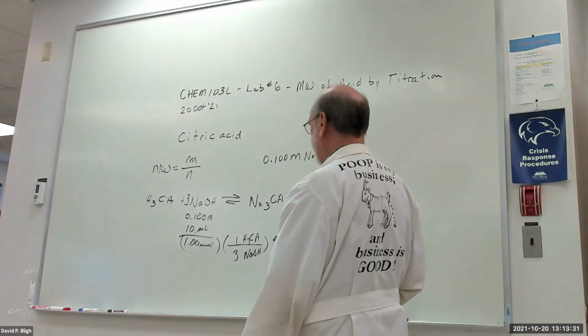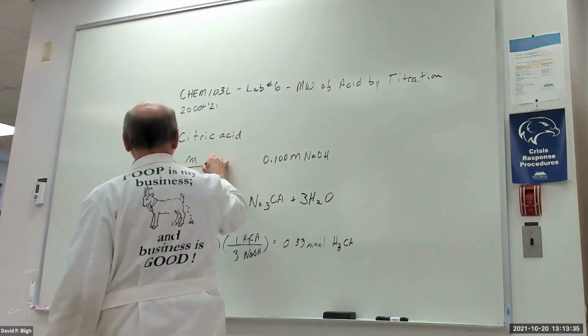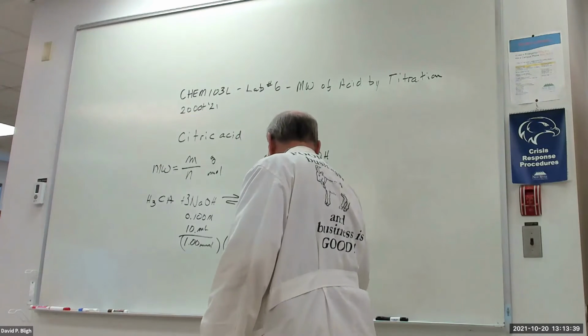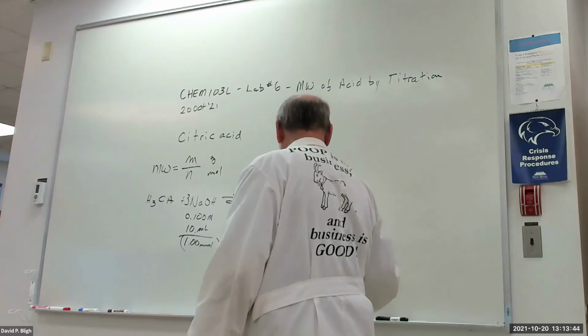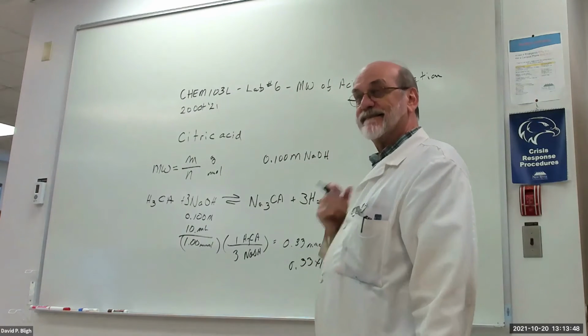Okay? But we can't use millimoles in our calculation. We've got to have grams here and moles. So millimoles means 0.33 times 10 to the minus 3 moles. Then we can plug that in here. Got our answer. Okay.